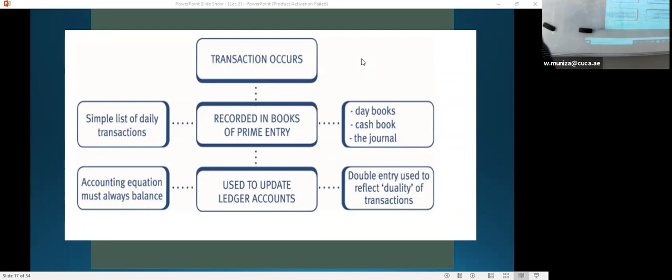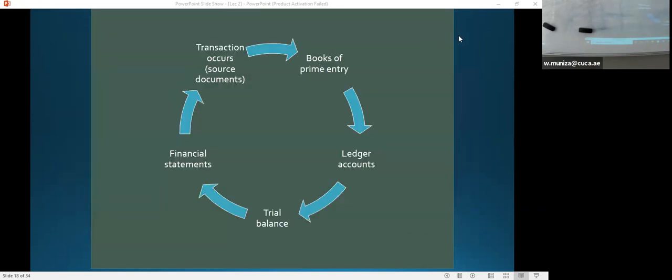Got it? So this is what we are going to do in this chapter. Our first phase is recording. We first are going to learn about the recording phase. So my dear students, this is an accounting cycle. This is all we are going to learn in this subject.